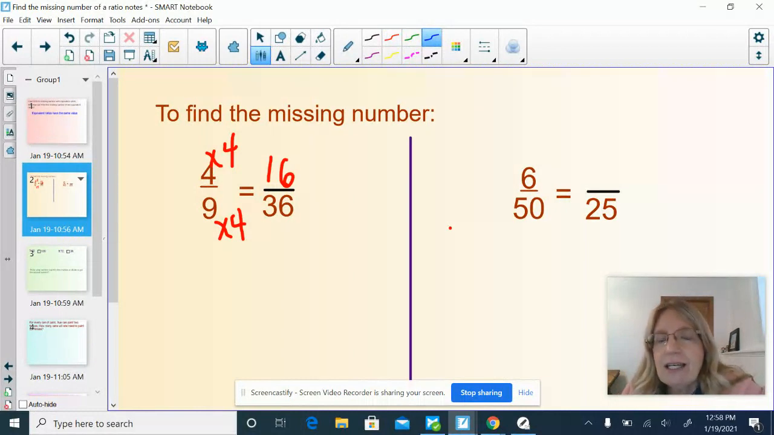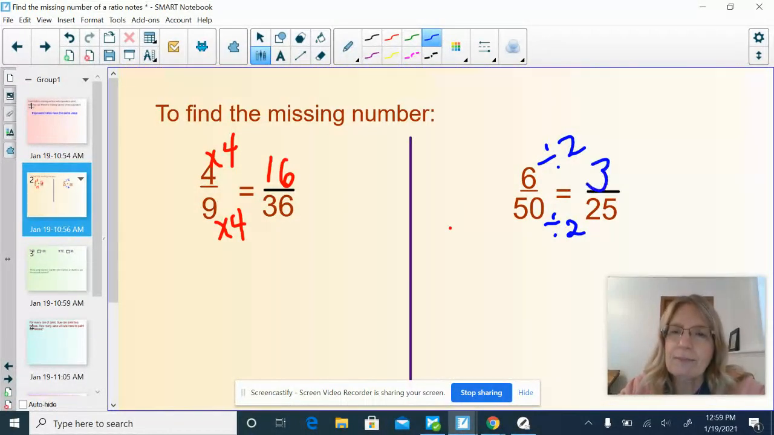Oh, I see the 50 in my first ratio has to be equivalent to something that's actually smaller. Hopefully you recognize that that's just a divide by 2. If you don't, try it: 50 divided by 25 and you'd get 2. But whatever happened to the bottom part of the ratio has to happen to the top part of the ratio. So 6 divided by 2 is 3.